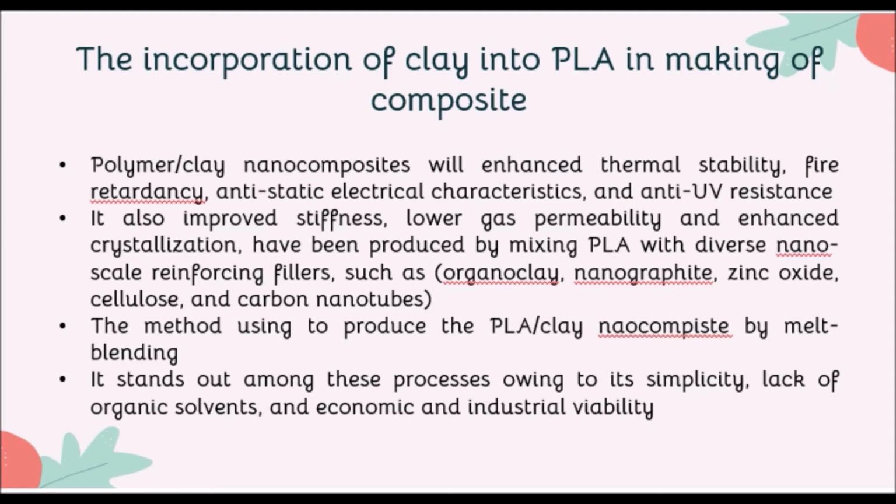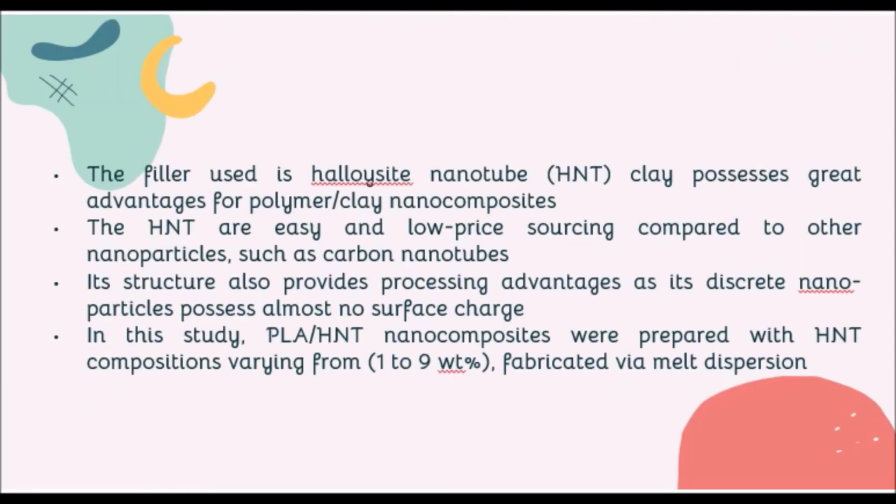The method used to produce the PLA clay nanocomposite is melt blending. It also stands out among these processes owing to its simplicity, lack of organic solvent, and economic and industrial viability. So the filler used in making of the nanocomposite is the halloysite nanotube, which is HNT clay, because it poses a great advantage for the polymer clay nanocomposite.